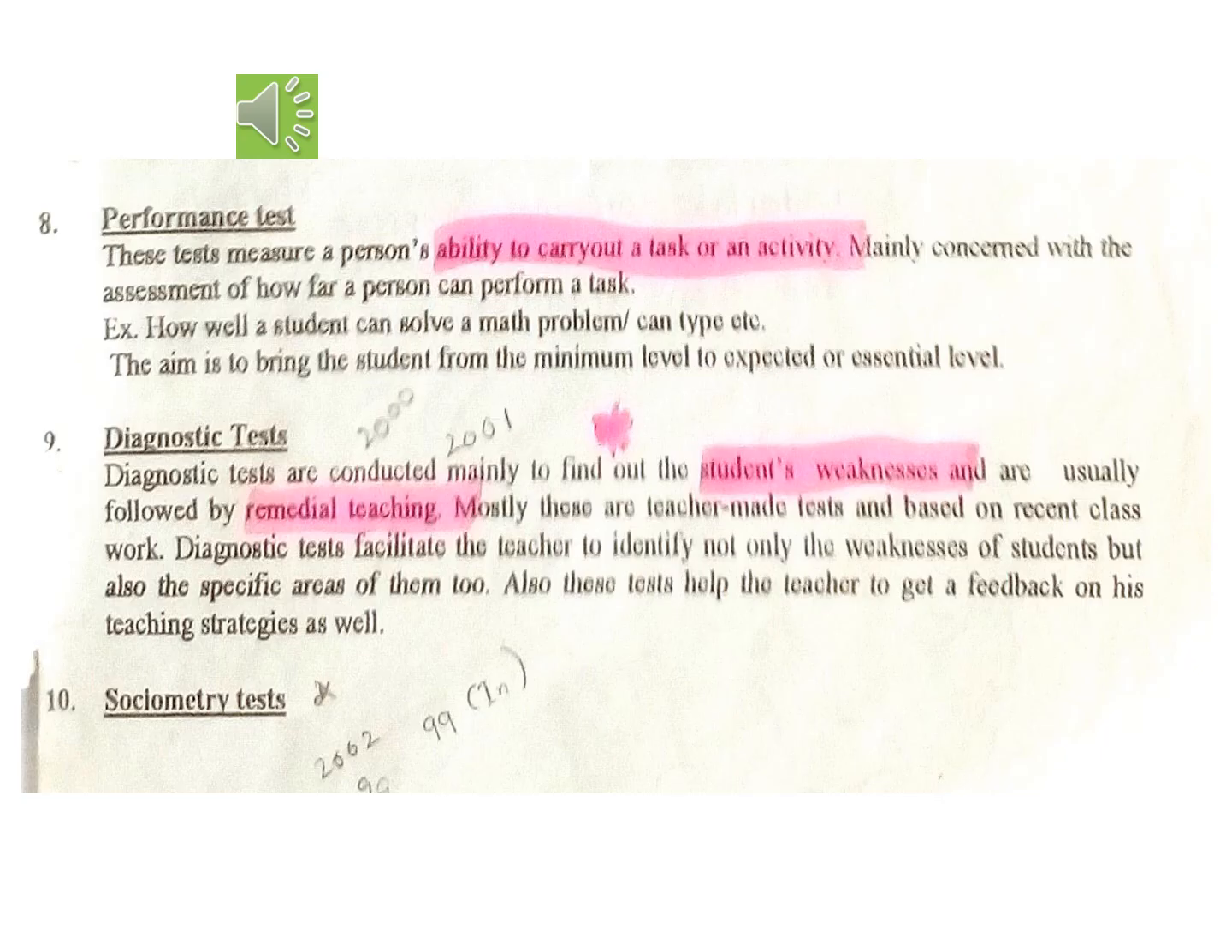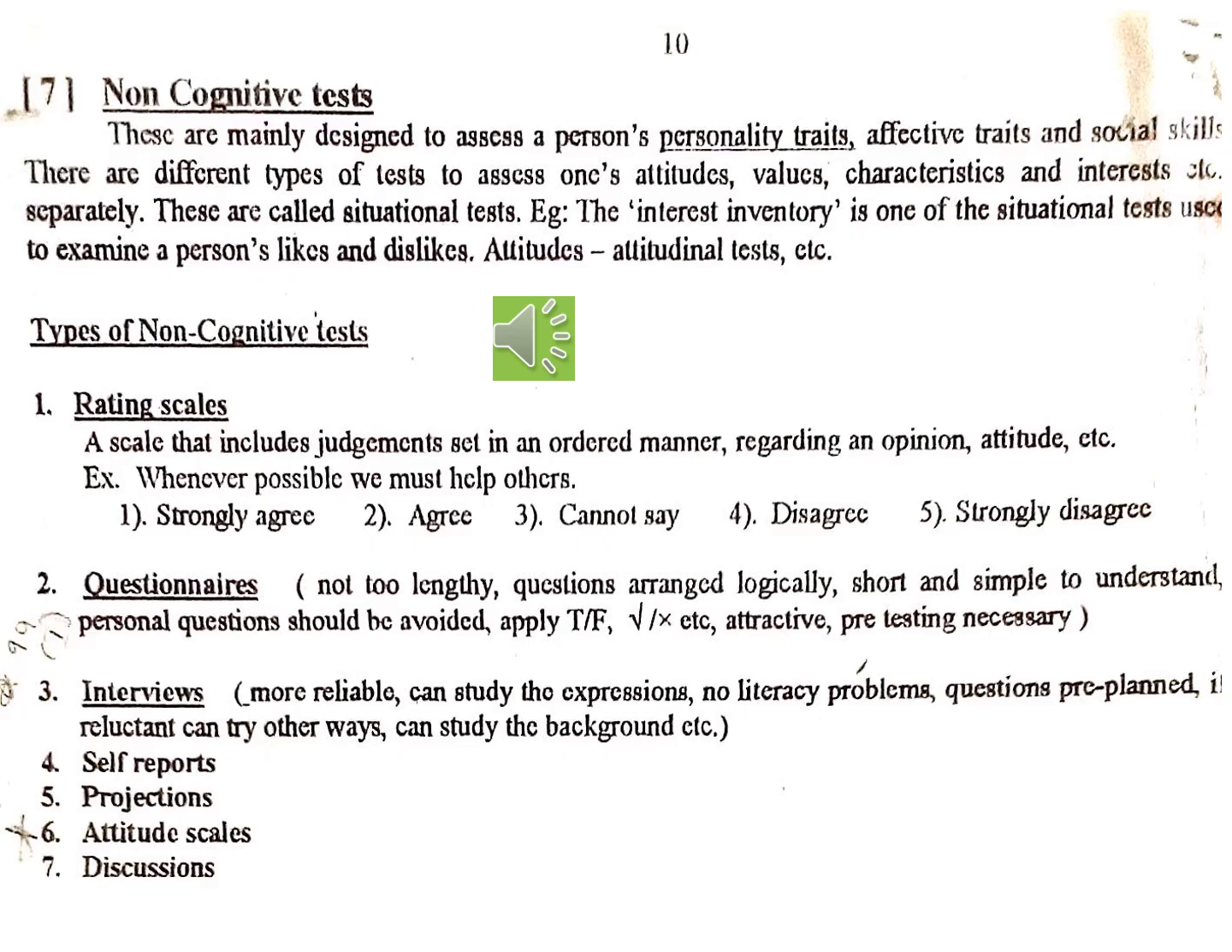Next one, sociometric tests. I'm not going to discuss this. Anyway, I have included a note. In the sociology subject, you discuss all these. Subtopic 7, non-cognitive tests. Cognition means knowledge.